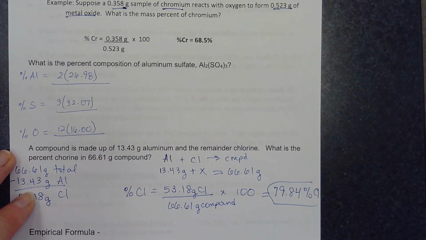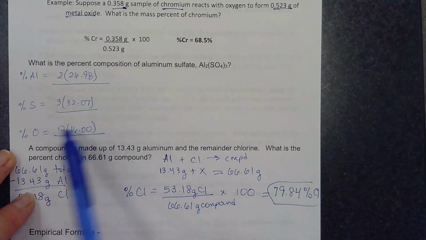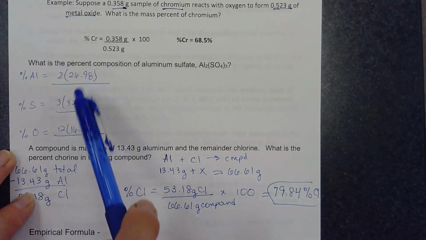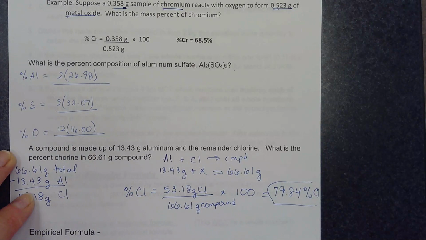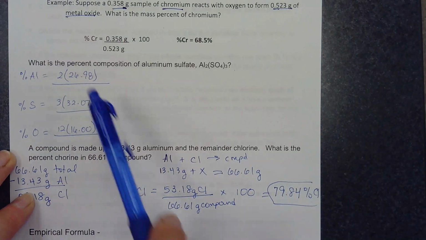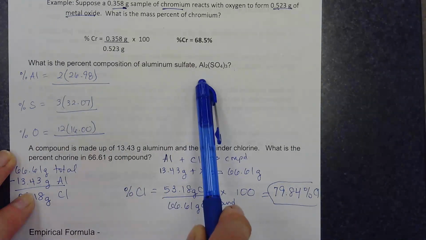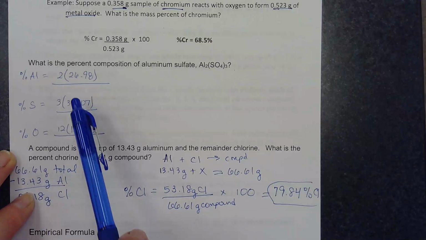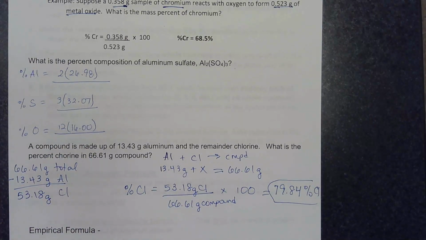Now, do you realize what you have by doing that? What do you have? What can you use this information for? This, this, and this. What can you use that for? Is that the molar mass? Isn't that how we calculate molar mass? 2 times 26.98 plus 3 times 32.07 plus 12 times 16. So just multiply those and add them together, and that tells you the bottom number. If you want to do a little side problem, that's fine too.